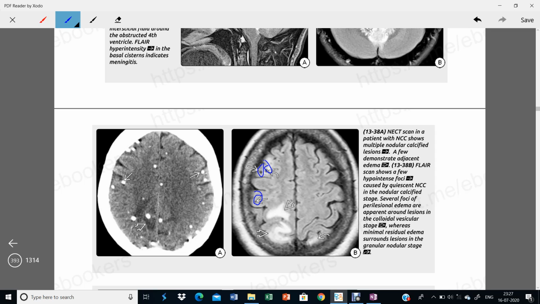So that means these four cysts are the calcified stage, and in these cases we will see the hyperintensity, and this hyperintensity is extended. So obviously there is inflammation, and due to inflammation it became hyperintense, so it is the granular stage or colloidal stage. So this is the colloidal stage. In this picture we will see there is hyperintensity, but when we compare, this one has more hyperintensity and this one has less hyperintensity. So in this picture we will see this is the granular stage.